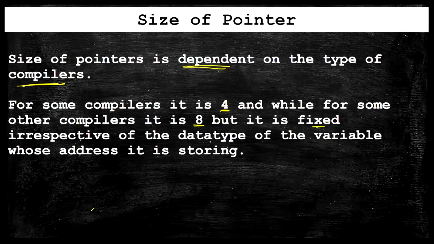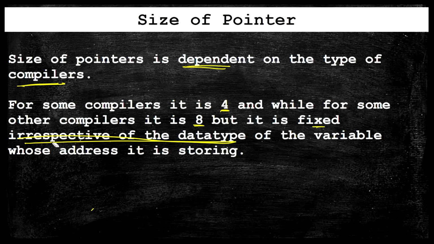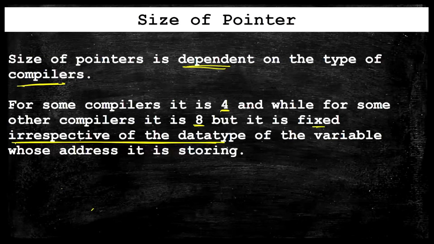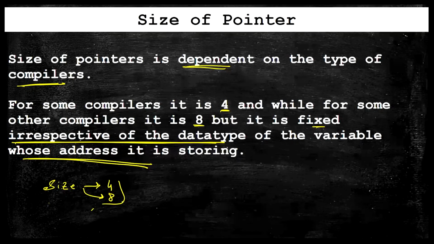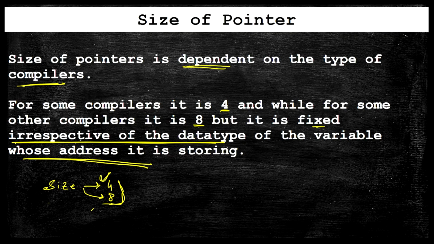But it is fixed for a particular type of compiler, irrespective of the data type, whether it is char, int, or float. It will always take the same amount of memory allocation, irrespective of the data type of the variable whose address it stores. So for your case, the size of pointer may be 4, and for my case it may be 8, but for my case it is 4. For you it may be 8. Okay, so this was about the size of pointer.